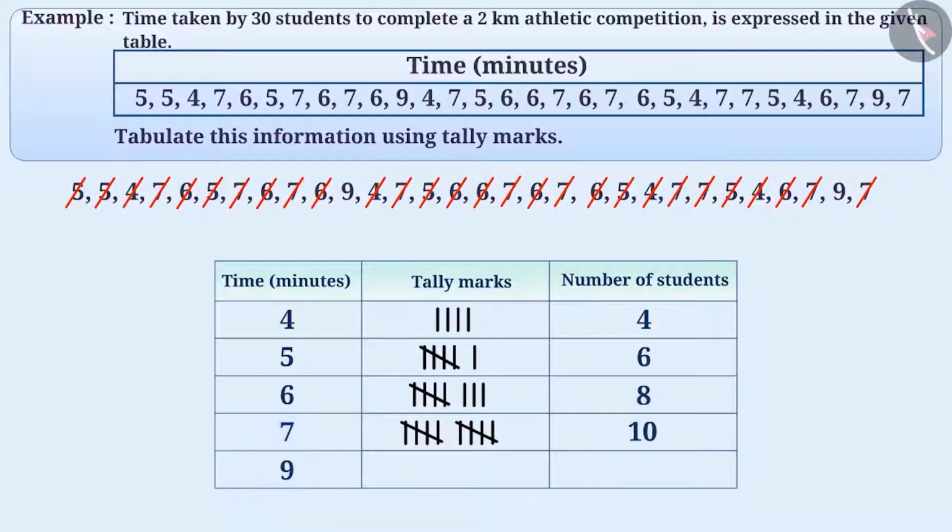Next, we will draw the tally marks counting 9. We know that this number has occurred twice. In this way, we have tabulated the information using tally marks. Remember that it is not necessary that we make the tables in order from small to large, but if we arrange the table from small to large, it will look neat.